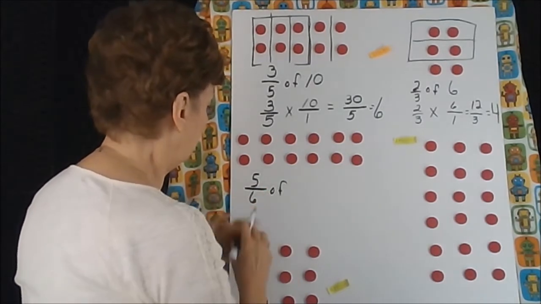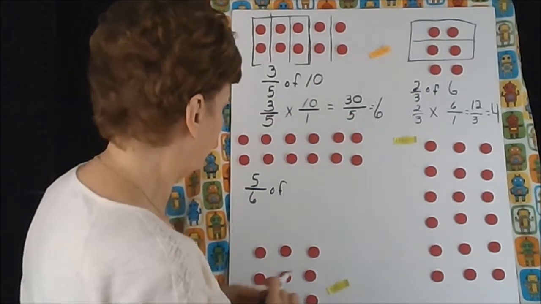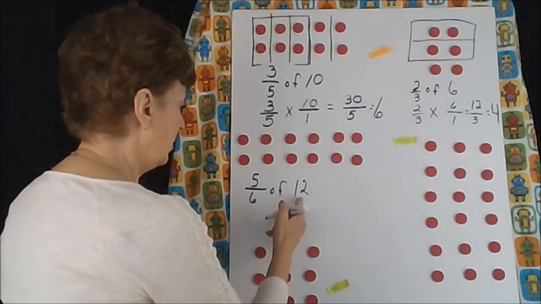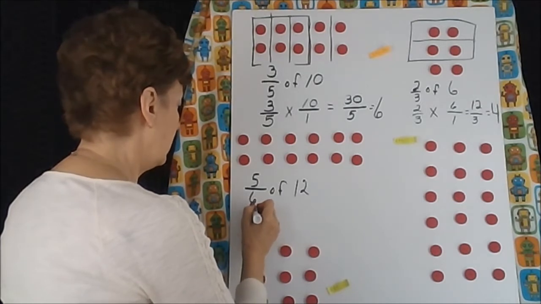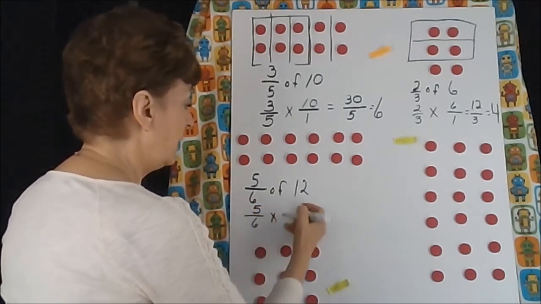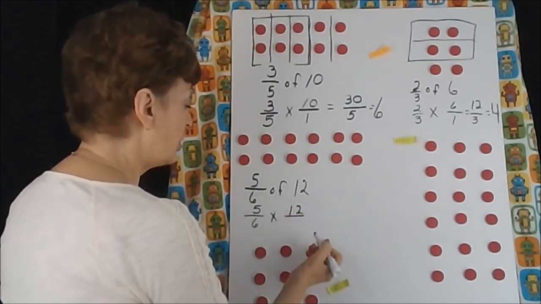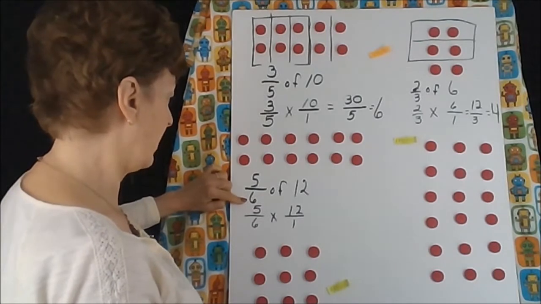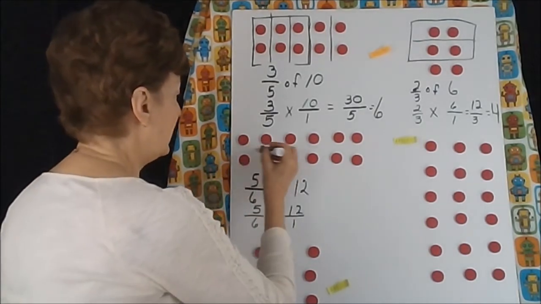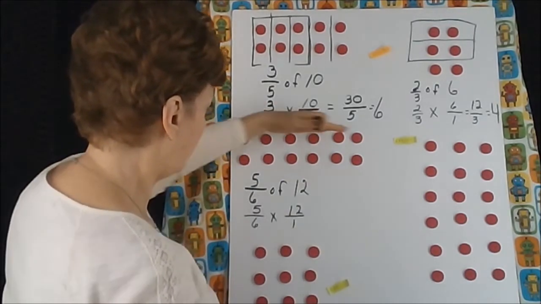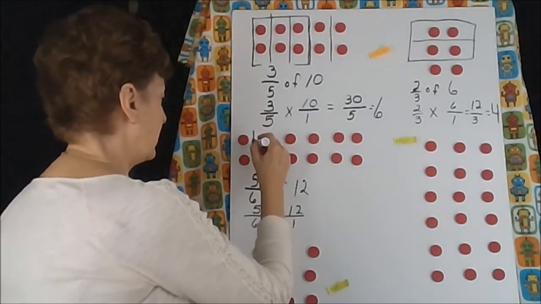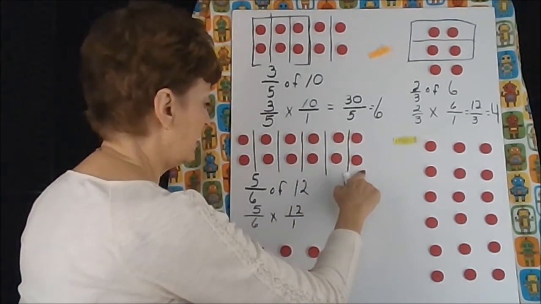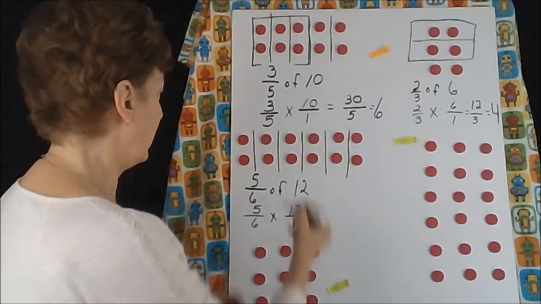5/6 of 2, 4, 6, 8, 10, 12. Let's rewrite as a fraction. We're going to put our whole number into a fraction. 5/6 of means times. 12 is whole, so as a fraction, it's 12 divided by 1. All right, we're going to need six sections of this. So if we divide it this way, we would only get two sections, the top section and the bottom section. So we're probably going to have to do it this way. 1 section, 2 sections, 3 sections, 4 sections, 5 sections, 6 sections. We're going to be talking about 5 of these.